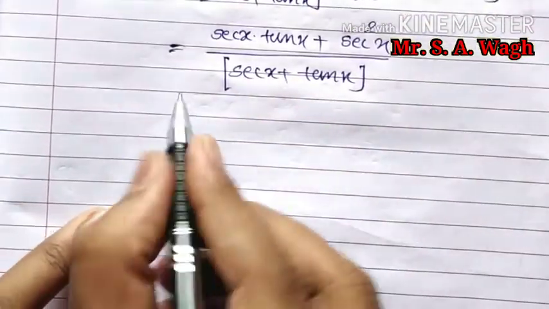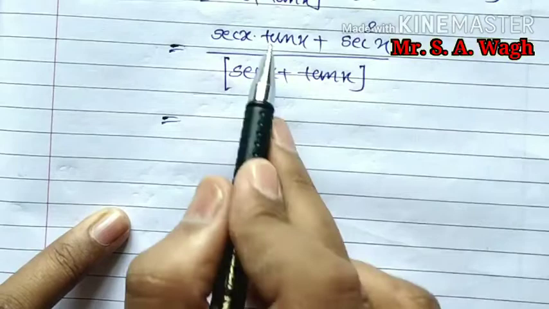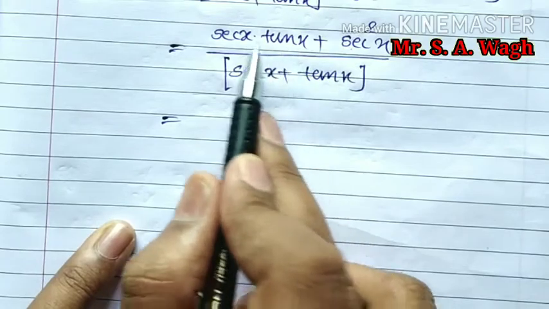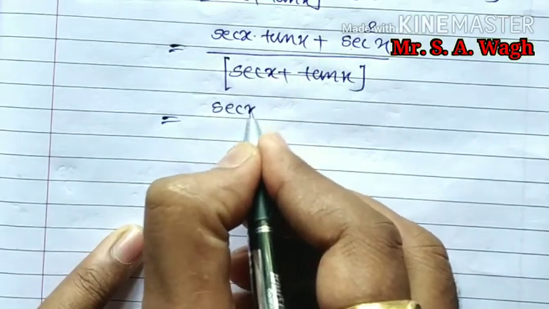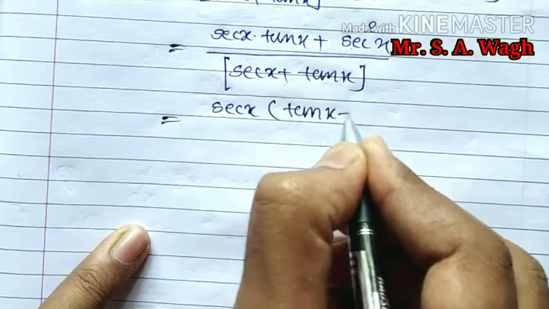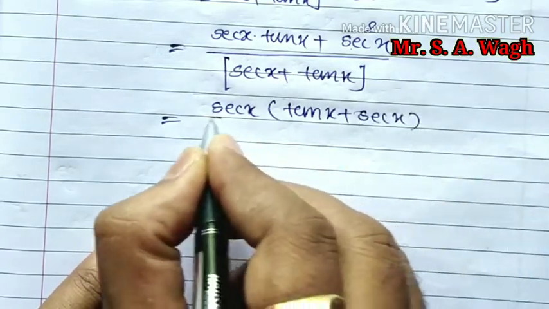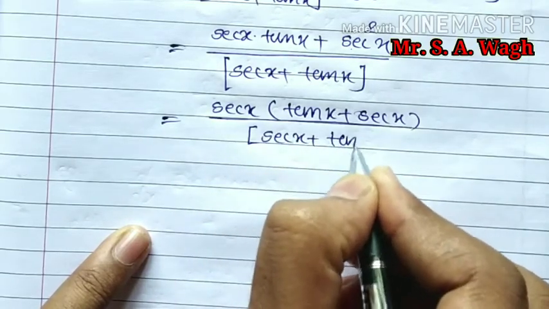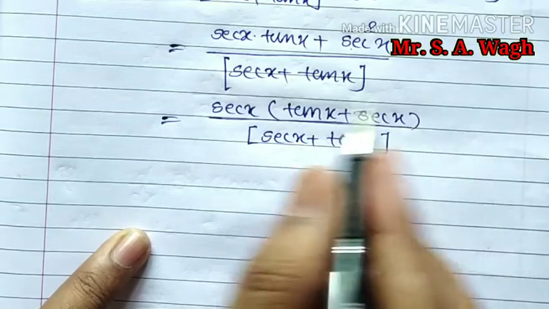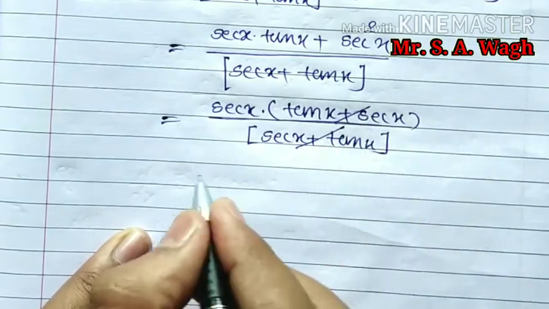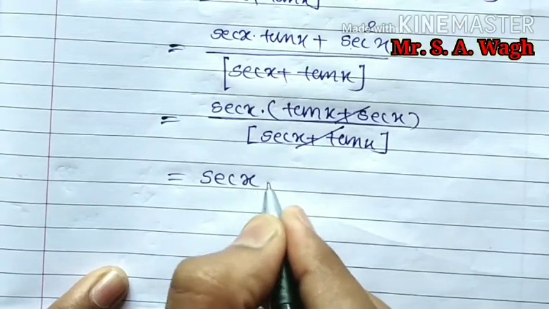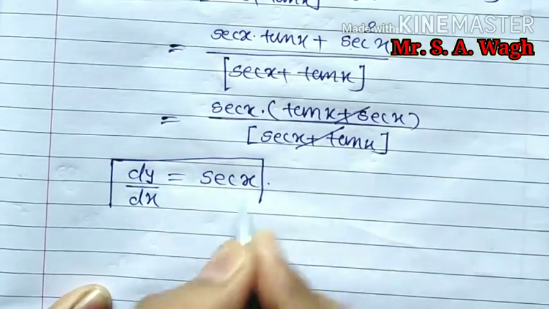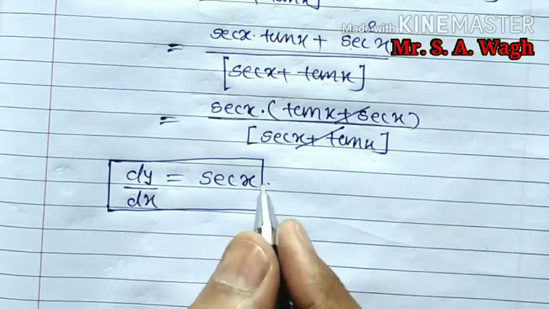Now if you consider the numerator, the derivative we calculated is sec x into tan x from the derivative of sec, and sec square x from the derivative of tan. So sec x can be taken common, into the bracket remaining tan x plus sec x, divided by the denominator sec x plus tan x. Both the brackets are the same, so they cancel, and finally the answer is sec of x. So this is the required derivative of your function log of sec x plus tan x.